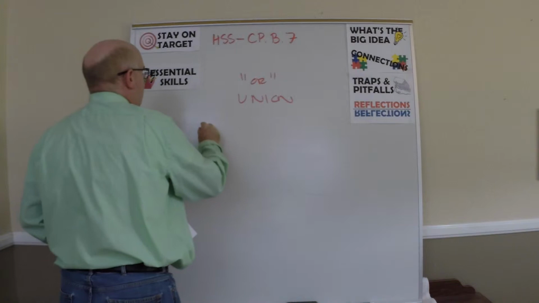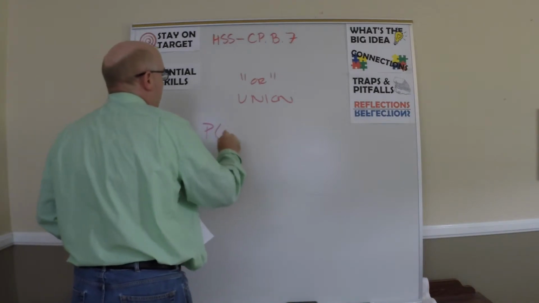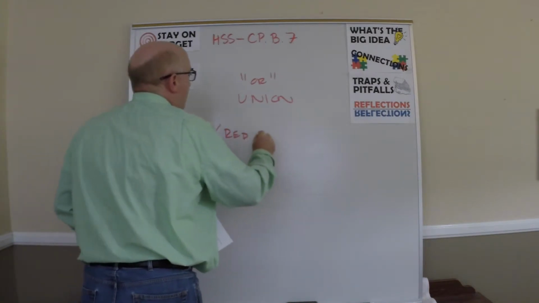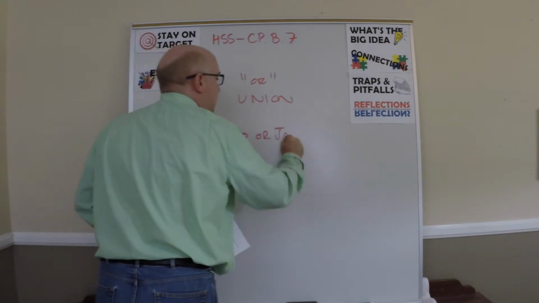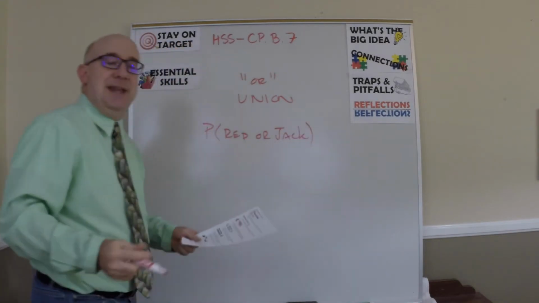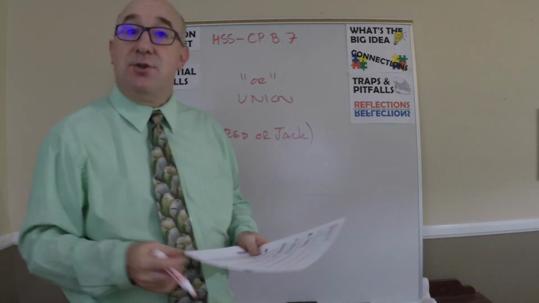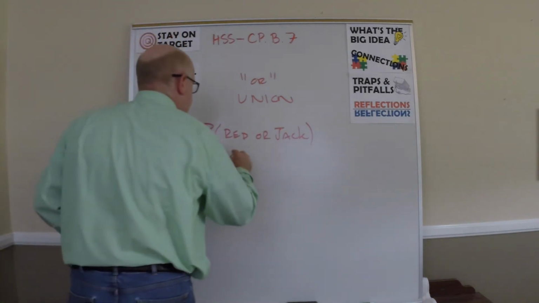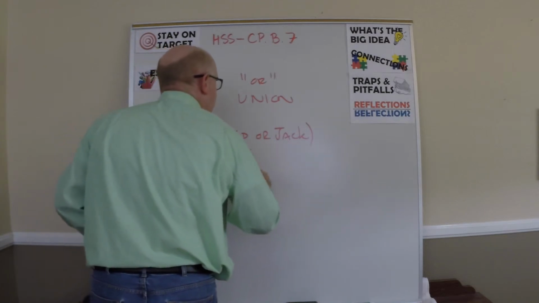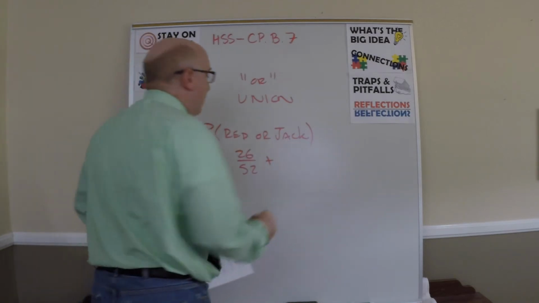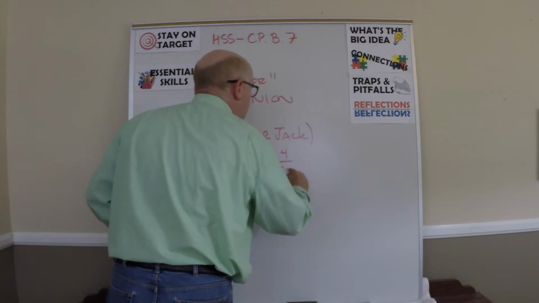The typical issue, of course, here is the probability of a red card or a jack. So let's say we are in a standard deck of cards. Our OR statement or our union says all red cards. There's 26 of those. And jacks, there are 4, of course, in the deck.